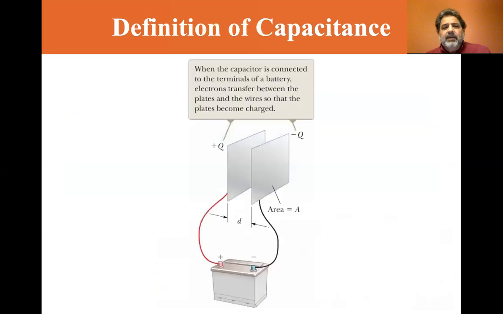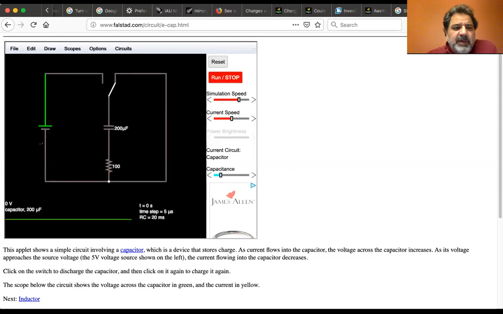That's huge. Okay, when the capacitor is connected to the terminals of a battery, electrons transfer between the plates in the wire so that the plates become charged. Now I've got a little simulation here. Okay, what just turned blue, that's a battery. The symbol for the battery is a short horizontal line and a longer horizontal line above it. This over here is a capacitor. It signifies the plates. They're of equal value. And this down here is a resistor. We'll get to these symbols later.